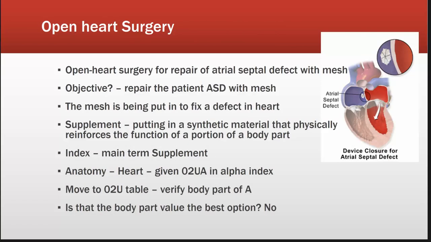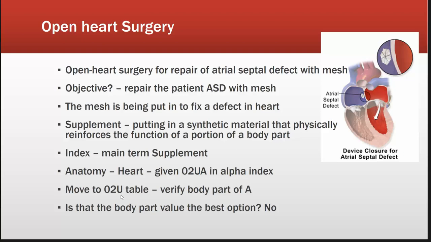The next one, per your textbook number 4, is open heart surgery for repair of an atrial septal defect with mesh. The objective is to put this mesh material on the septum wall. The septum is this piece here that separates the chambers of the heart. It's going to reinforce that area, and the root operation is therefore supplement. We're going to index supplement and then the anatomy. The anatomy is heart. We're doing this inside the heart. We're given 02UA in the alpha index.